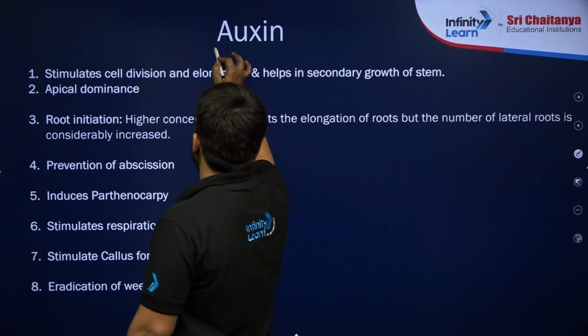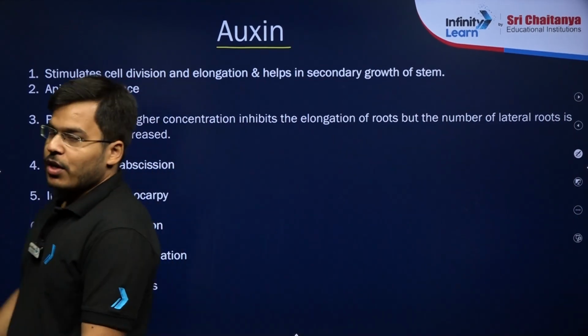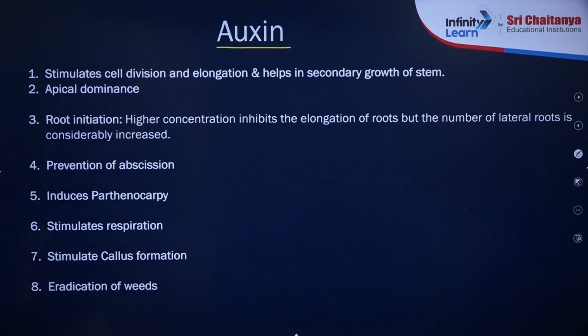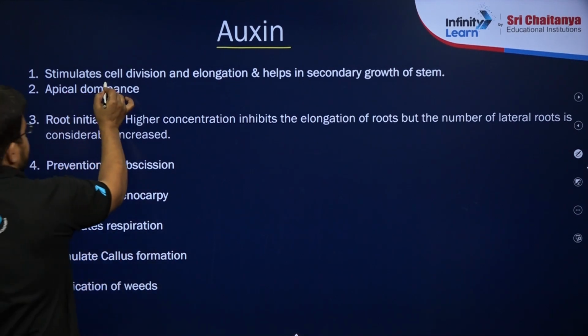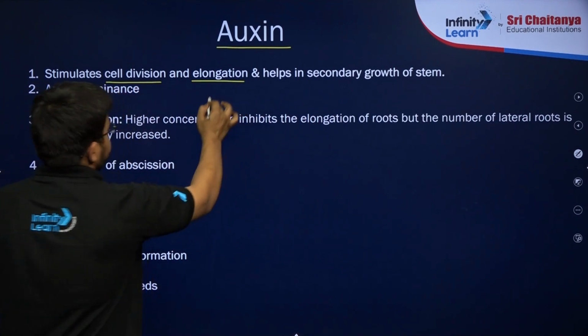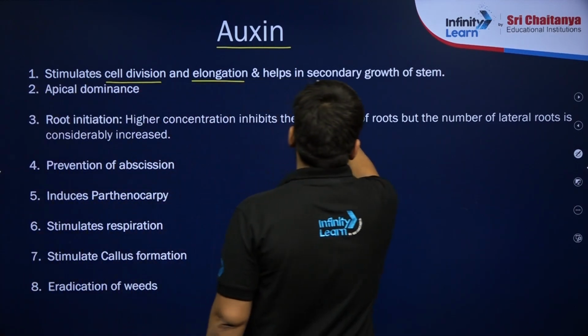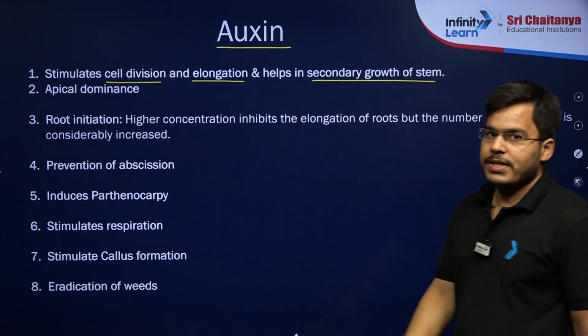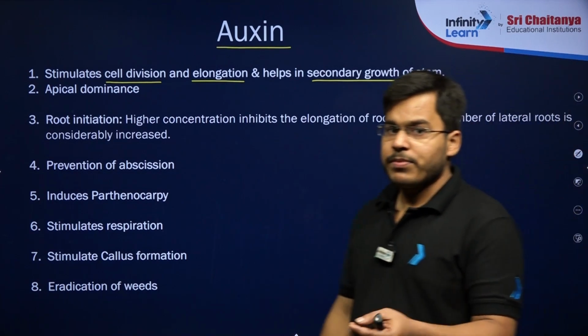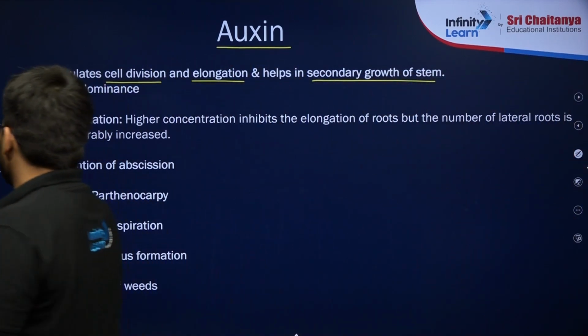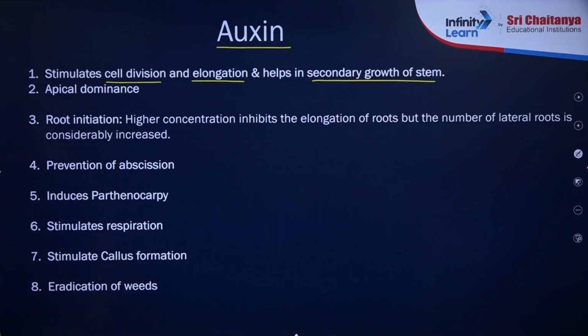is going to be there, students, is auxin. Auxin has many activities. Some of them that are very important are over here. You can see it stimulates cell division, students, and elongation. Cell division and cell elongation, along with that it helps in the secondary growth of the stem. It means secondary xylem, secondary phloem, secondary vascular bundles are going to be formed. There the activity of auxin can be seen.